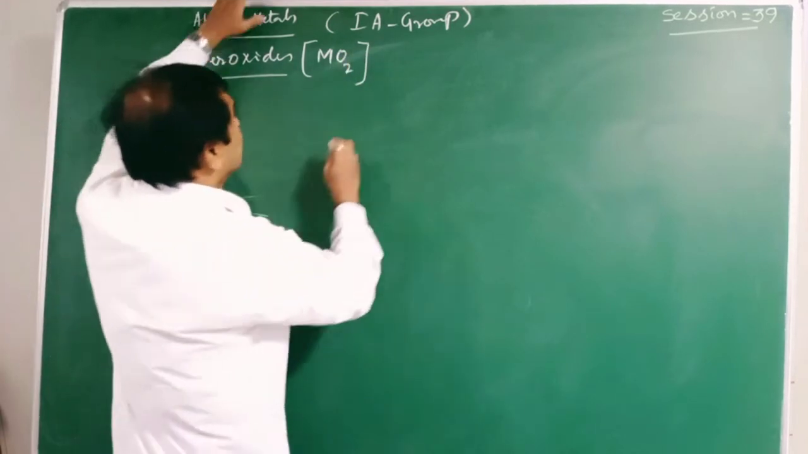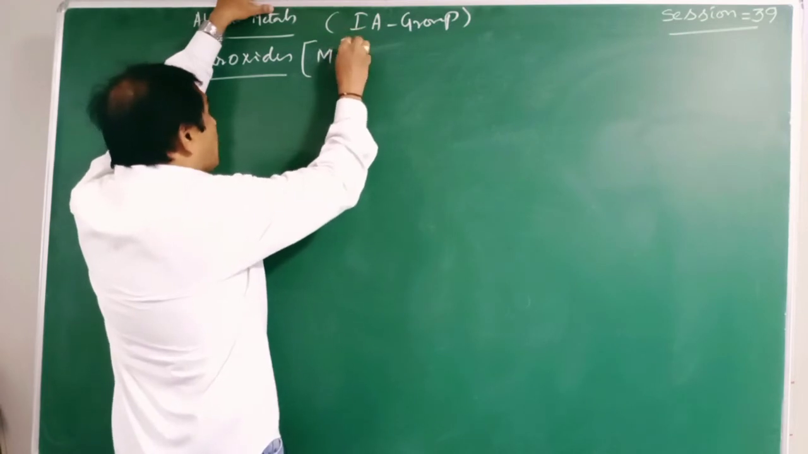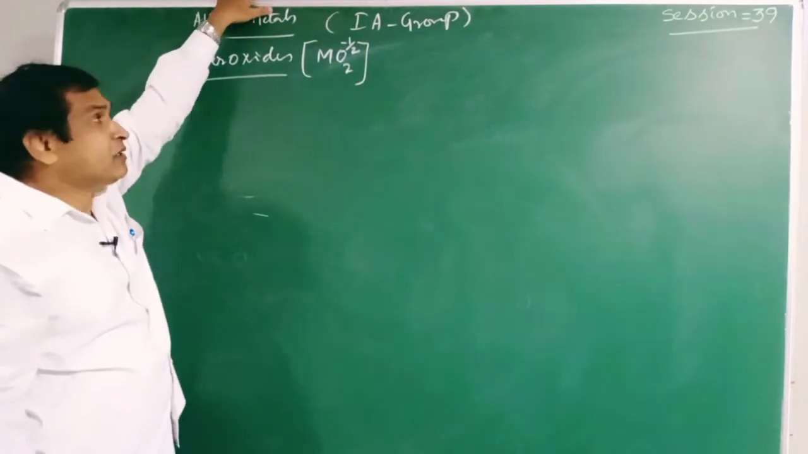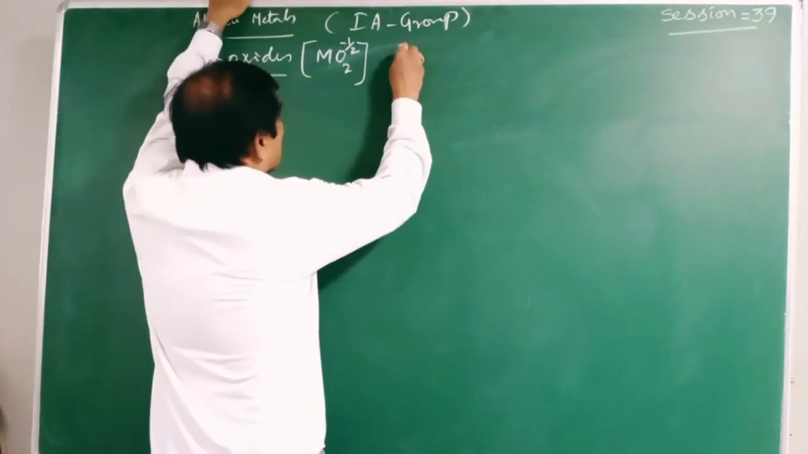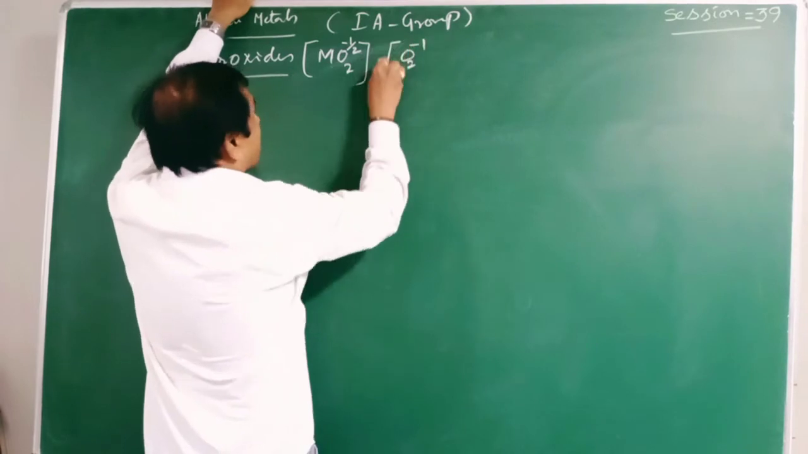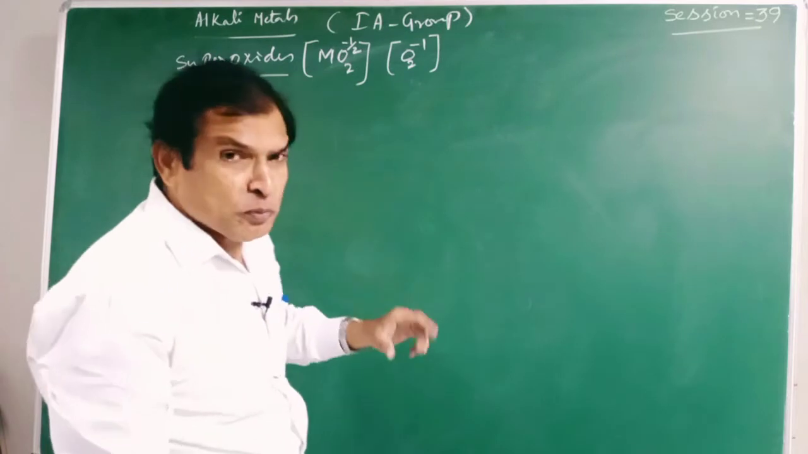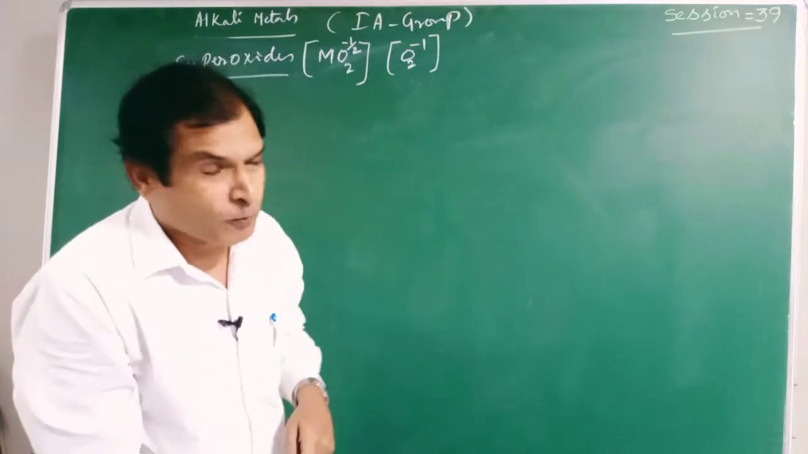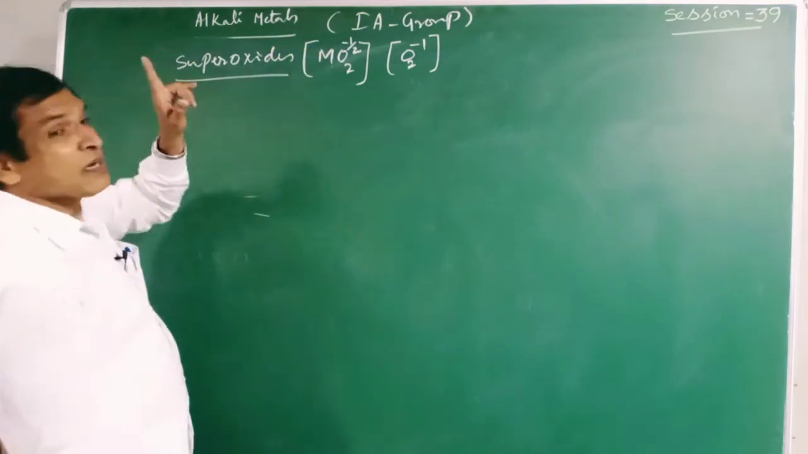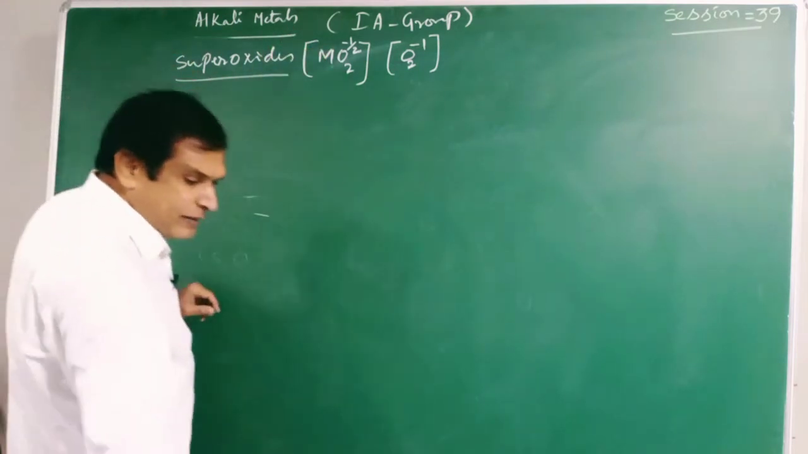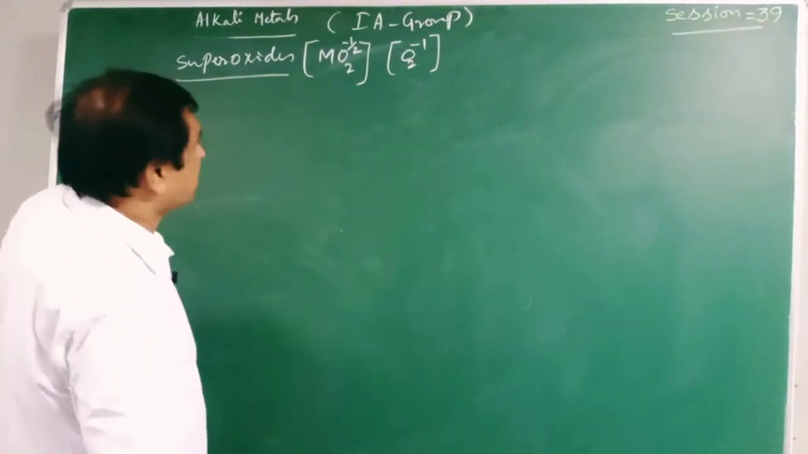In this MO2 type of superoxide, oxygen always exhibits a -1/2 oxidation state. Should not forget it, very important. The superoxide ion formula is O2 -1. That means on the two oxygen atoms the total charge is -1, so the contribution for each oxygen atom is -1/2. So the oxidation state of the oxygen atom in the superoxide is -1/2. You should remember that.